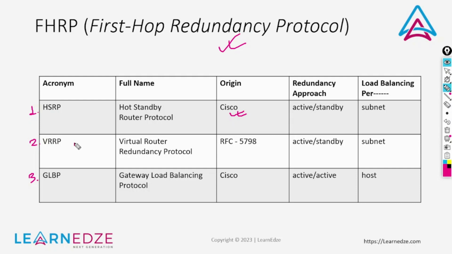The VRRP protocol was introduced by the IETF, that is Internet Engineering Task Force. And GLBP is again a Cisco protocol. But in this session we are going to discuss only the HSRP concepts and the two versions of the HSRP protocol, that is version 1 and version 2. Now let's check how HSRP works.